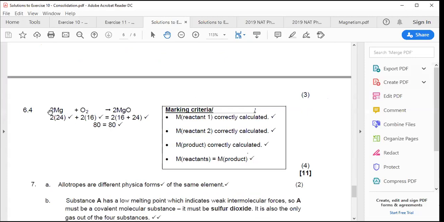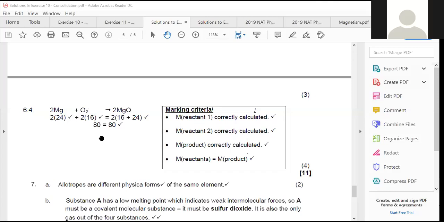You're going to calculate the mass of the two magnesiums here. So you have to use the magnesium: 24 from the periodic table, the mass of magnesium, multiplied by 2, plus oxygen, which is 16 and there are 2, so it's 2 times 16. 2 times 24, that's 48. 2 times 16, that's 32. So 32 plus 48 gives you 80 grams.